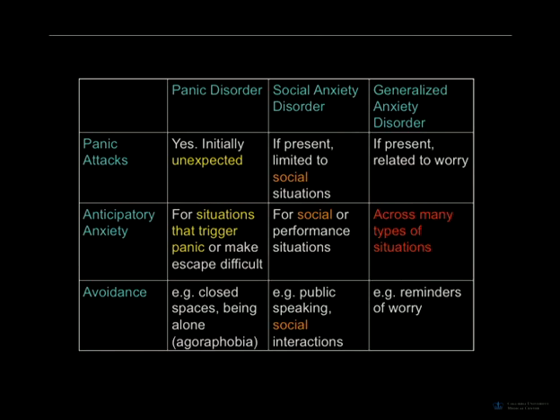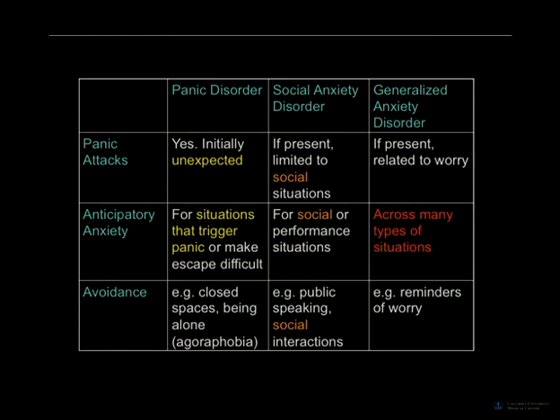So anticipatory anxiety can occur across all these disorders. In panic disorder, it's typically anticipatory anxiety about situations that might trigger the panic, so they've got to go into the subway and they're feeling anxious about that. For social anxiety disorder, it's typically limited to the social situations. People might worry, though, for weeks ahead of time about some speech they've got to give at work. And in generalized anxiety, it's typically across a variety of different domains.